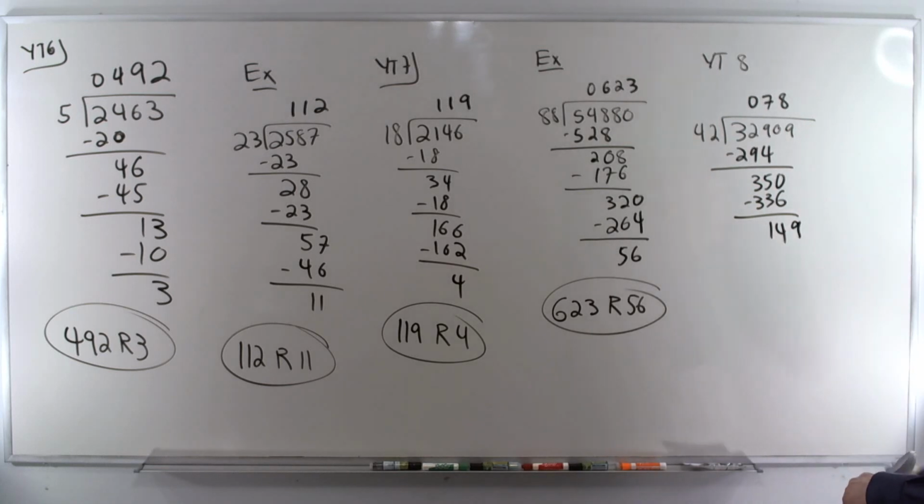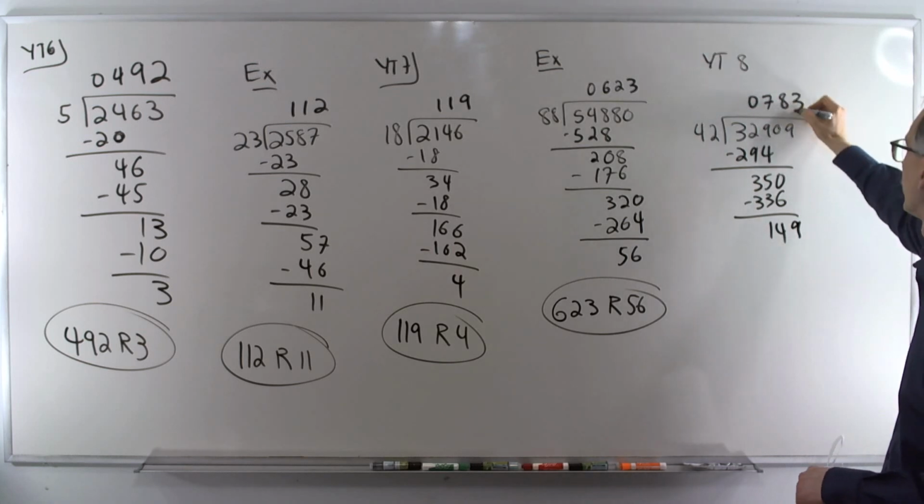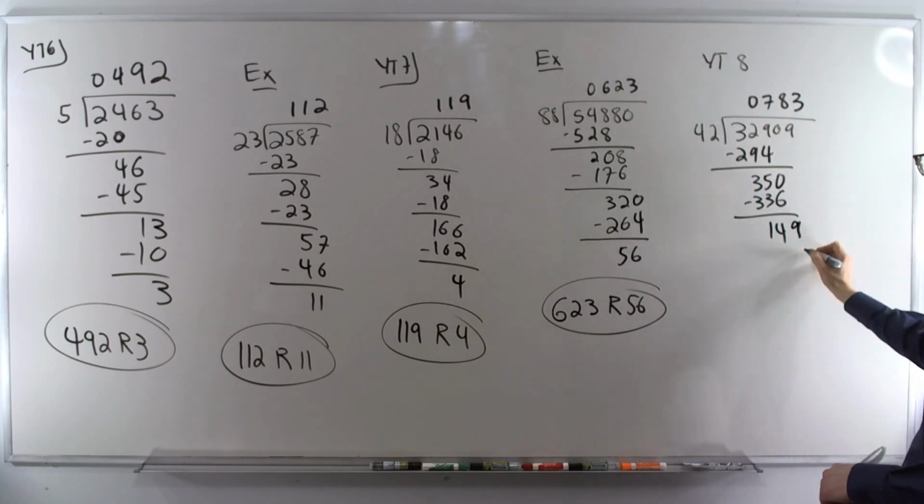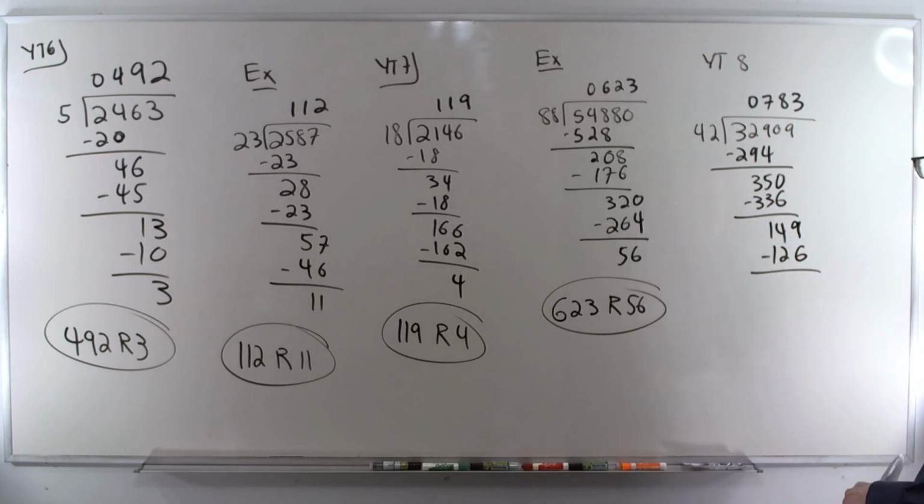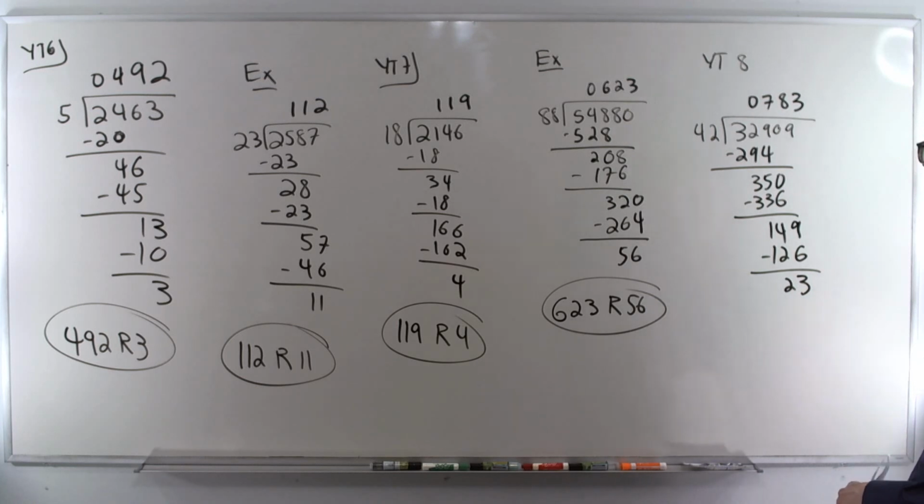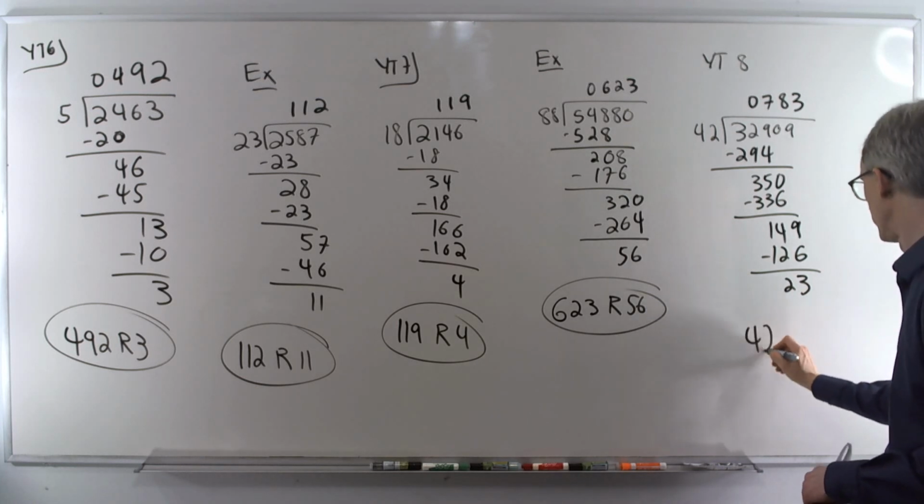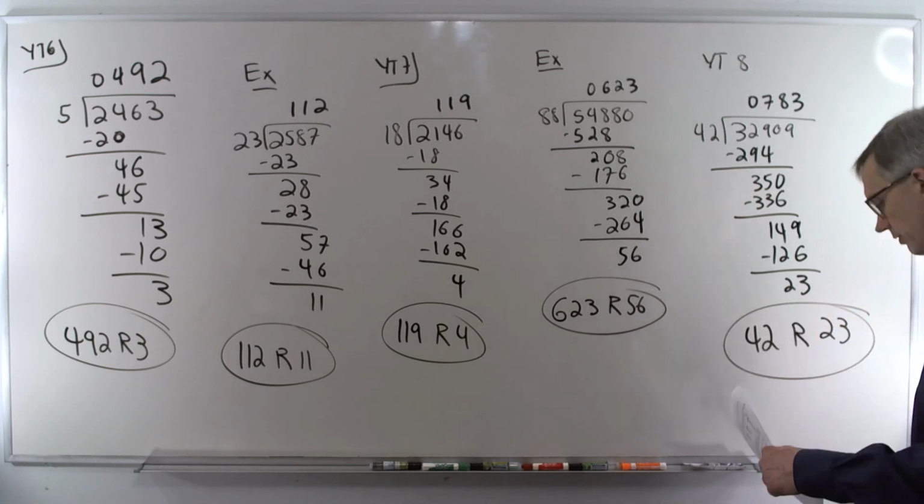Now we're bringing 42 into 149. Now 4 times 4 is 16. So 40 times 4 is going to give us over 149. So let's do 1 less than that, or 3. 3 times 2 is 6. 3 times 4 is 12. So 126. Subtract to get 3, and 2 there. So 23, and so we get an answer of 42. Remainder 23.